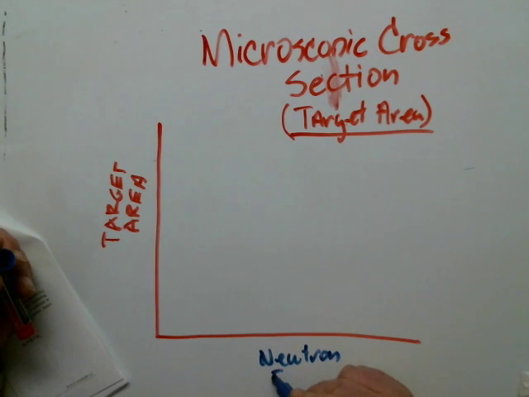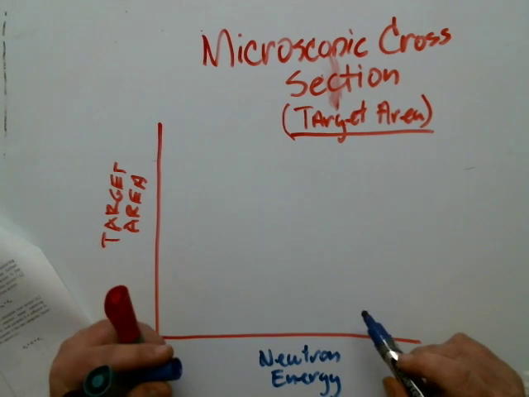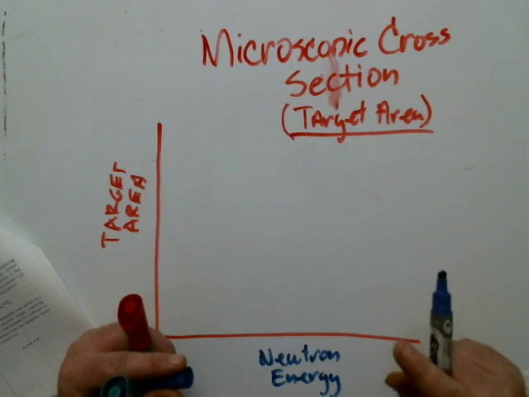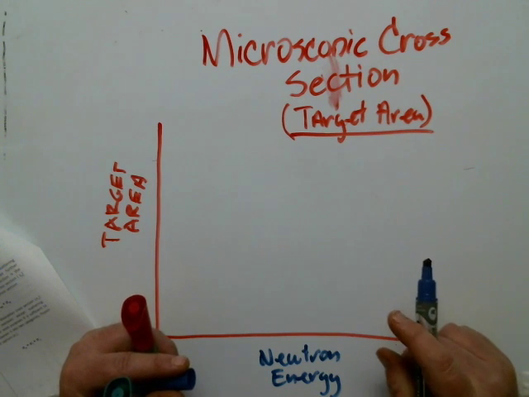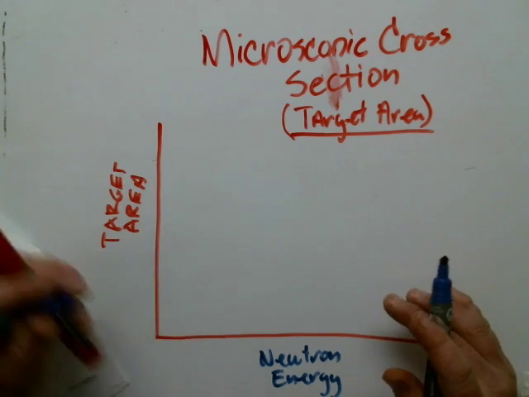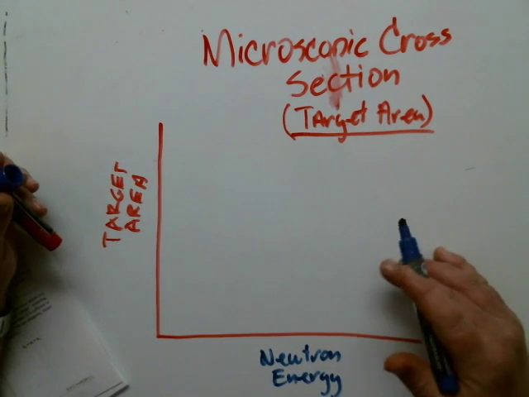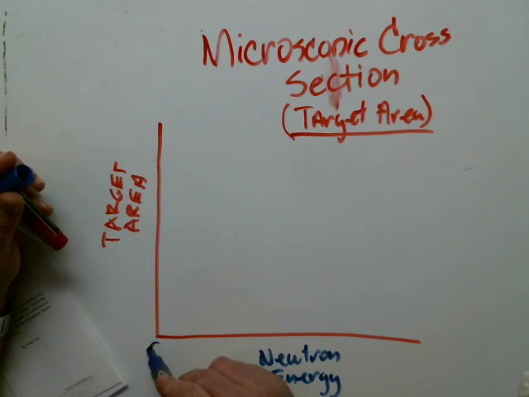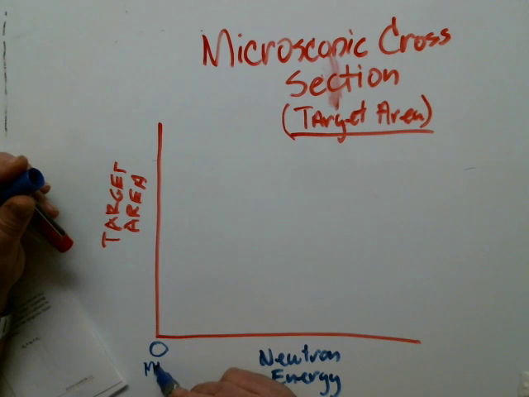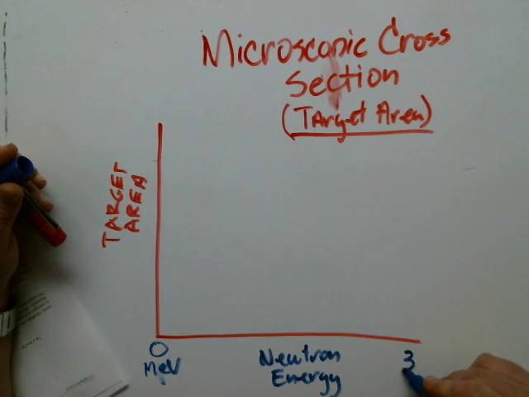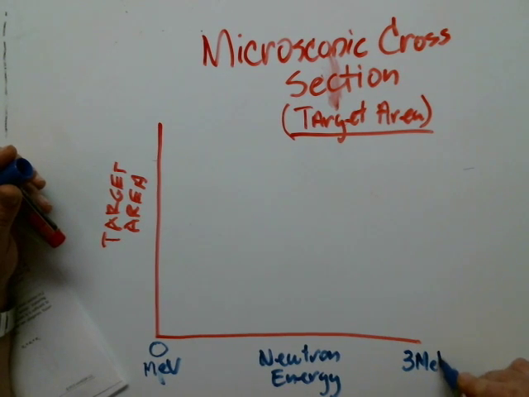And I'm going to put it in electron volts, where an electron volt is the energy of one electron passing through an electrical difference of 1 volt. So we know we're talking a tiny bit of energy. That's why we still have to deal with mega electron volts many times. Here's 0 mega electron volts. And way out here, I'm going to put 3 million electron volts.